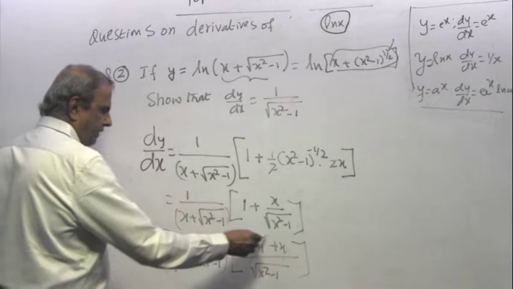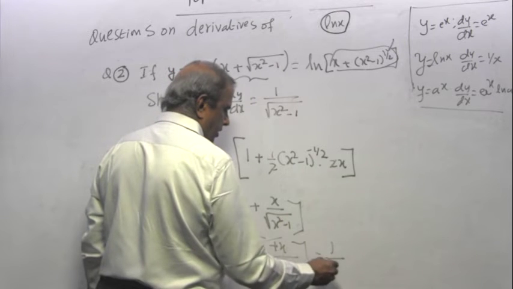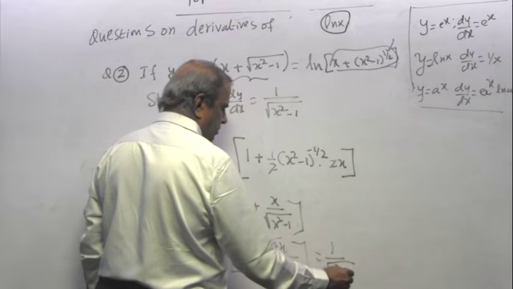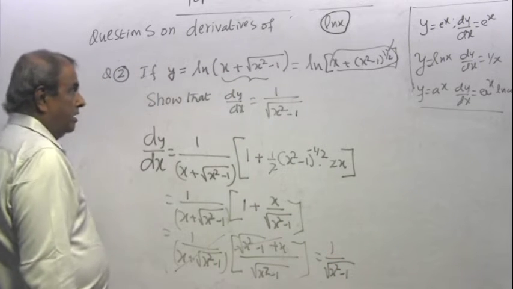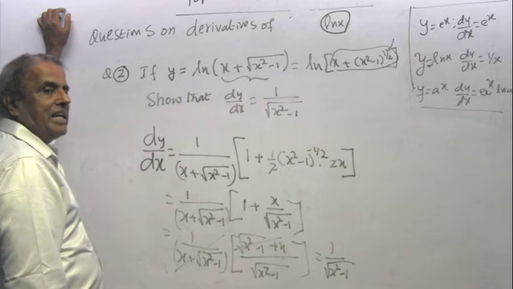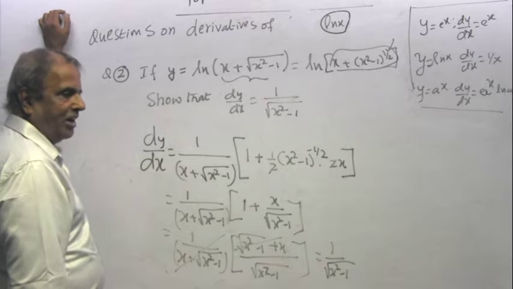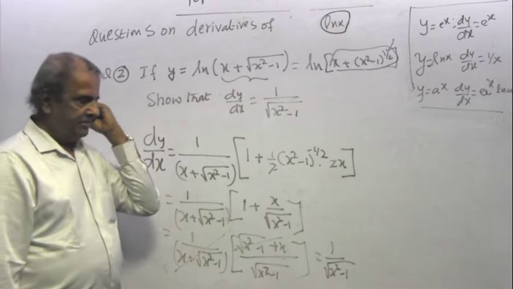That goes with that. What am I left with? 1 over root x squared minus 1. People doing further maths, that's the derivative of cosh inverse x or arcosh x.